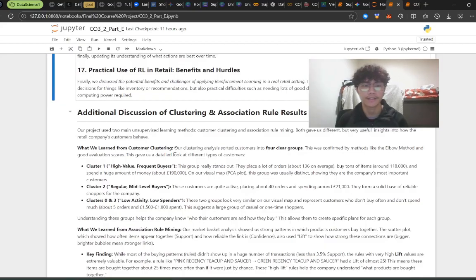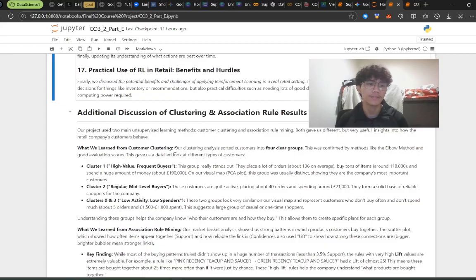Our market basket analysis, on the other hand, helped us understand what products are bought together. The key finding was that rules with very high lift values are extremely valuable. For example, the rule linking the pink and green Regency teacups had a lift of almost 25, meaning they are bought together far more often than by random chance.